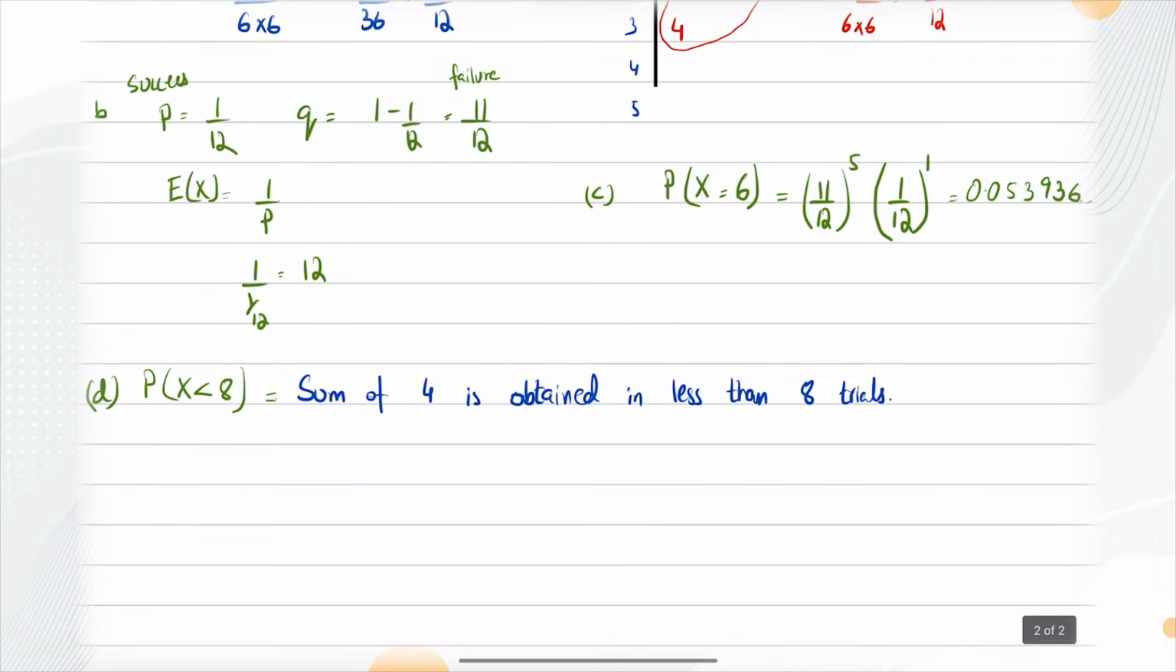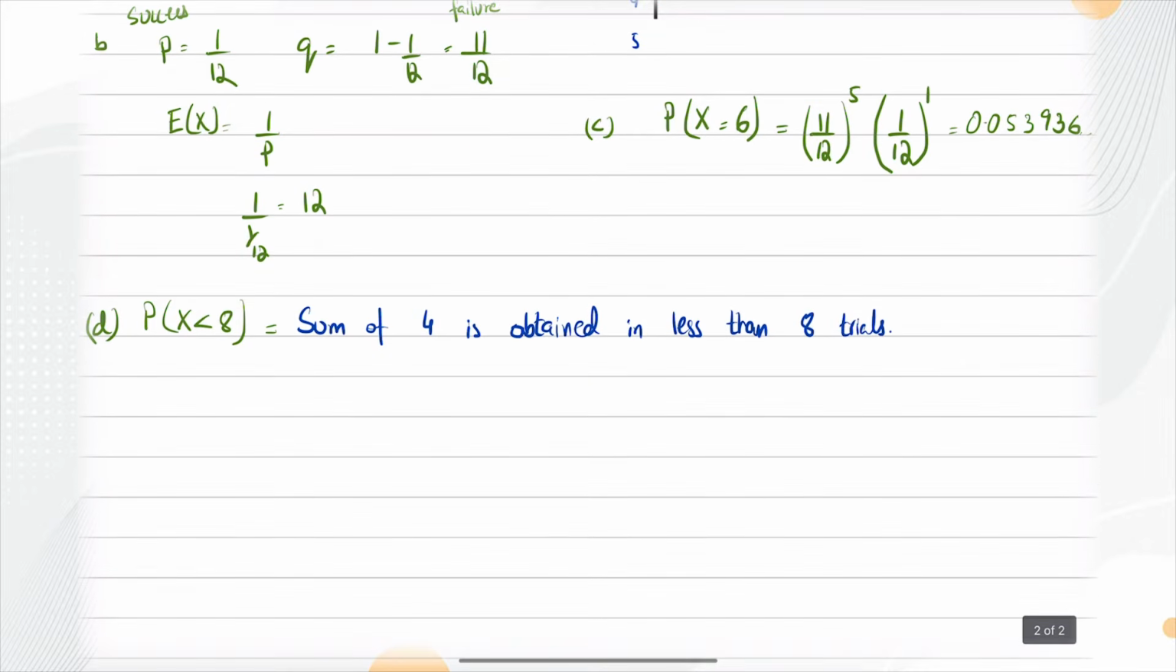Okay, so that means you can get a sum of 4 in the first trial. You can get a sum of 4 in the second trial. You can get the sum of 4 in the third, fourth, fifth, sixth, seventh. Okay, so what does that mean? The probability of getting a sum of 4 in less than 8 trials basically means that you can get a 4 in the first attempt. You can get a 4 in the second attempt. You can get a 4 in the third attempt. You can get a 4 in the fourth attempt, or you can get a 4 in the fifth attempt.